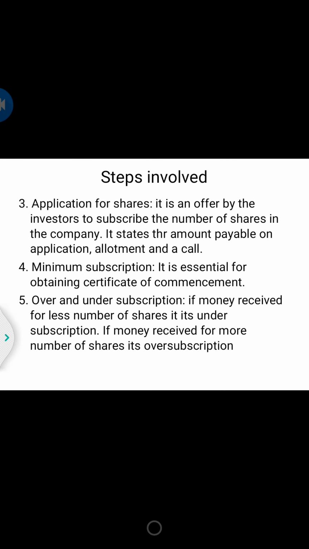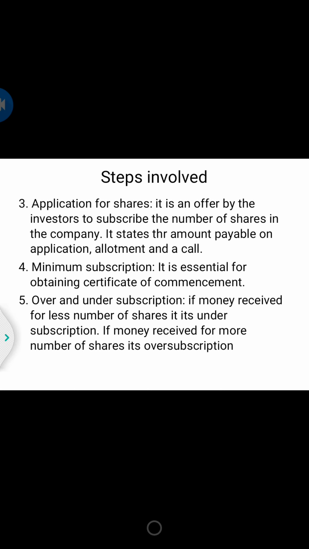It should state the amount that is payable on application, which means the price of the share is already fixed, right? Because of that, at the time of application itself, they are going to accept the full application money.